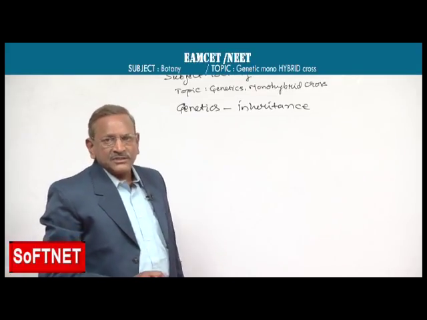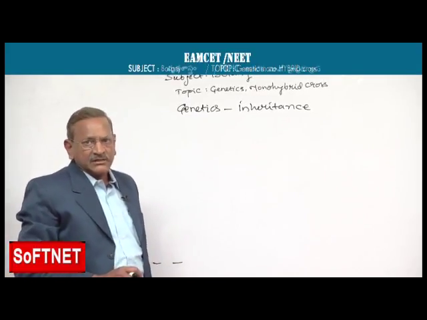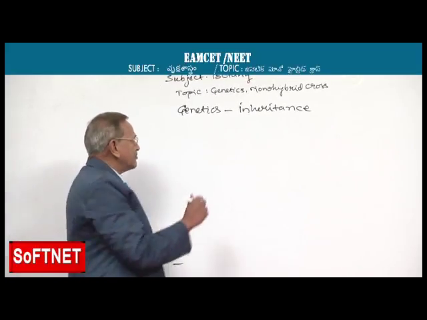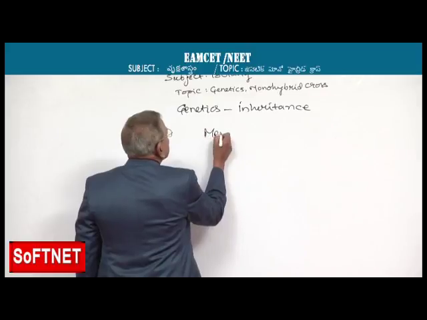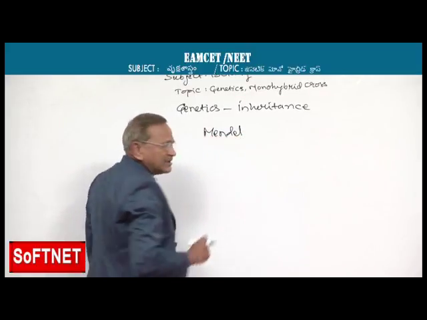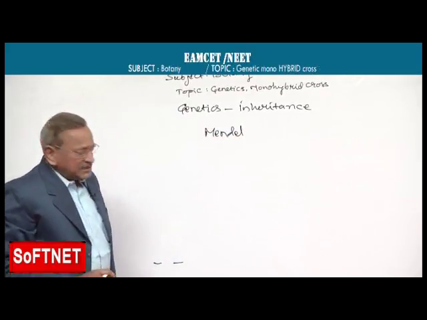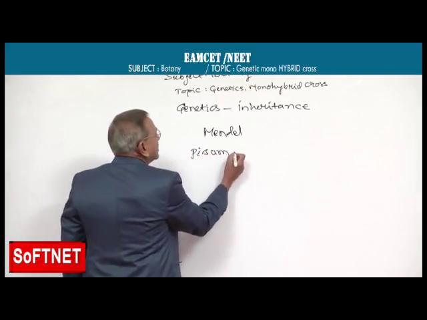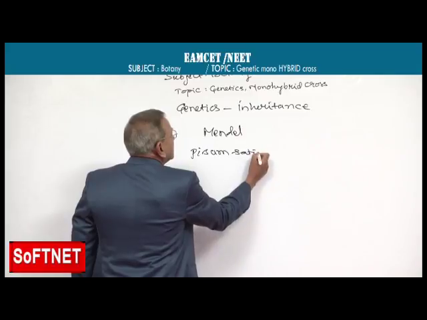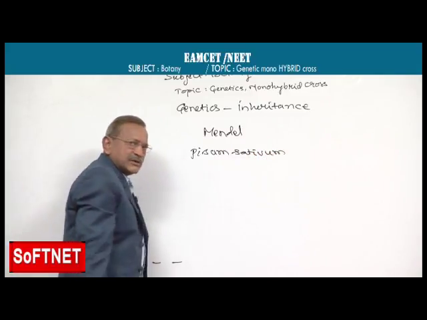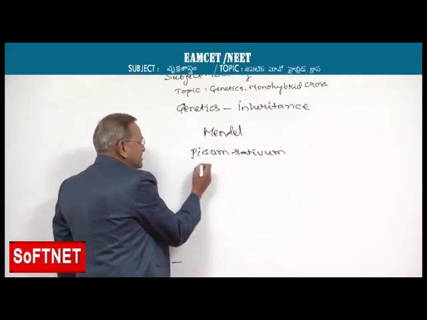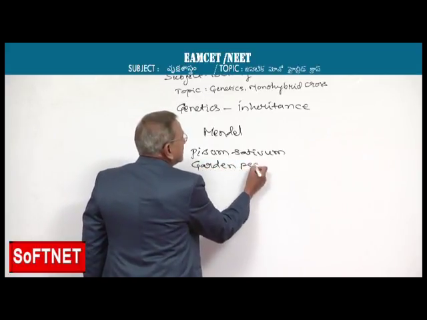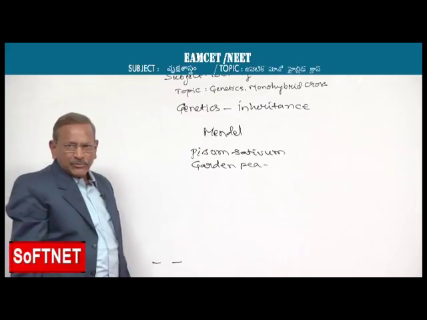The scientific basis for inheritance and variation was for the first time revealed by Gregor Mendel, an Austrian monk teaching biology. He selected Pisum sativum, the garden pea plant, for his experiment. Garden pea plant is the common name. Pisum sativum is the scientific name.